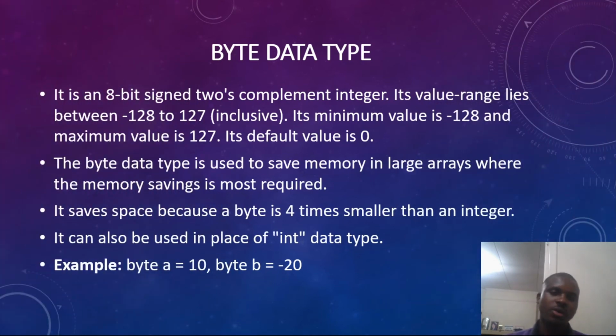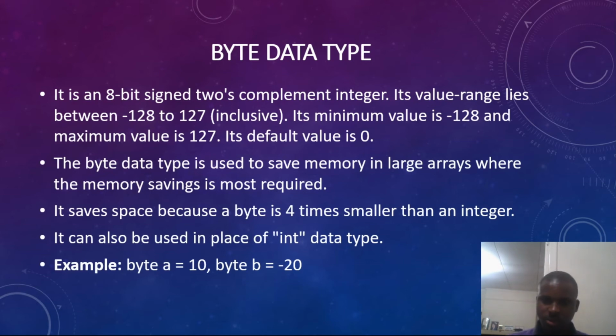Let's move on to byte. A byte data type is an 8-bit signed two's complement integer. Its value range lies between this and this. But here the most important thing is when we commonly use the byte data type. The byte data type is used to save memory in large arrays where the memory savings is most required.